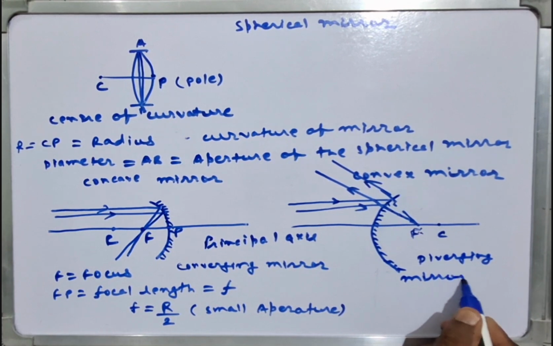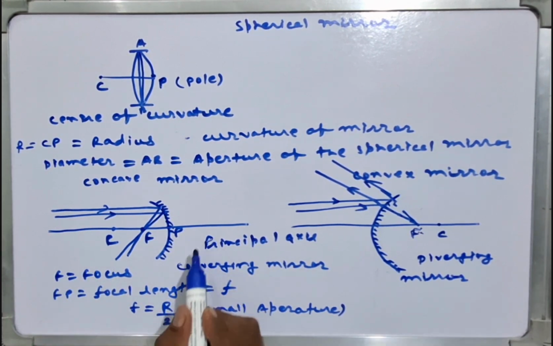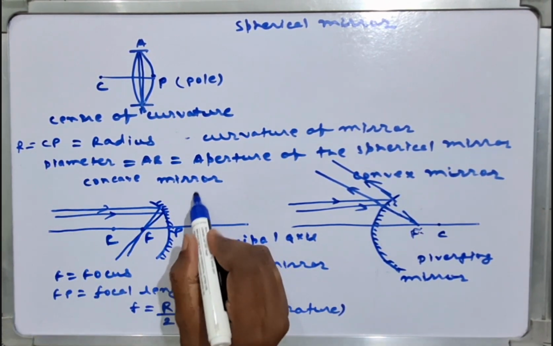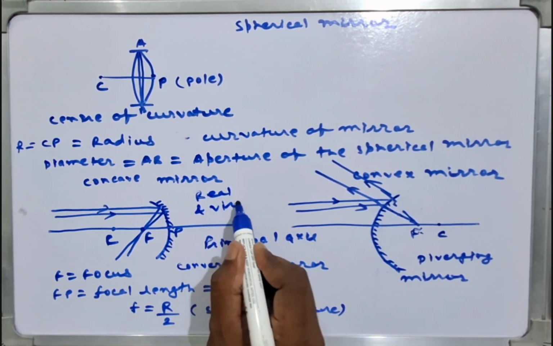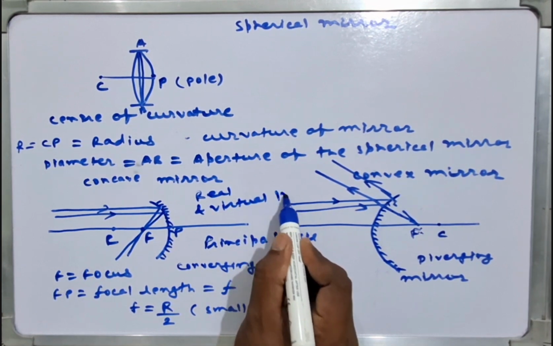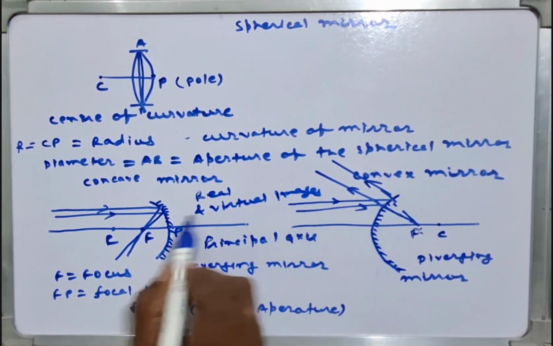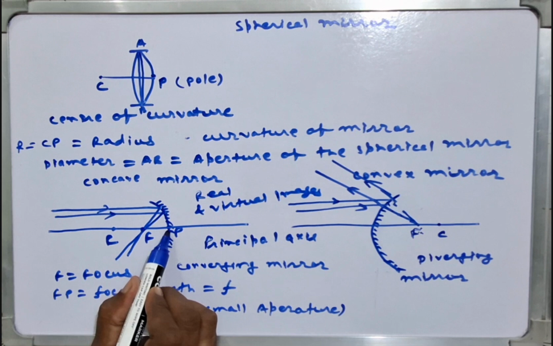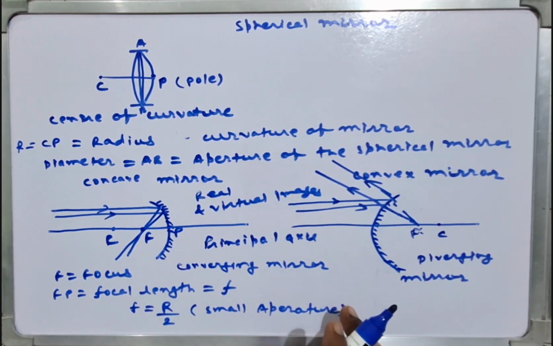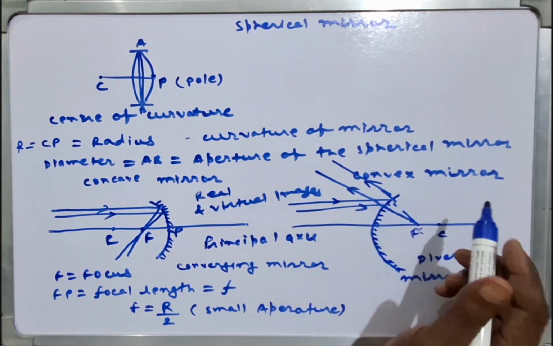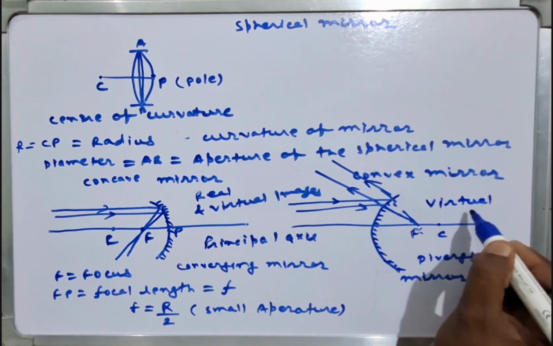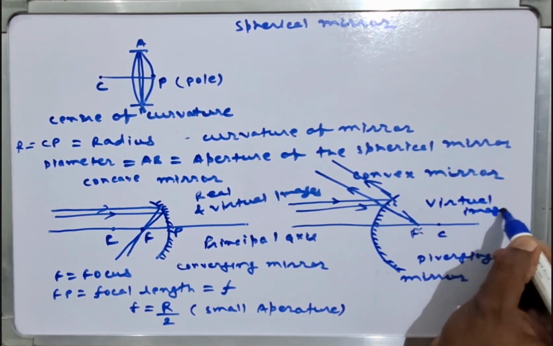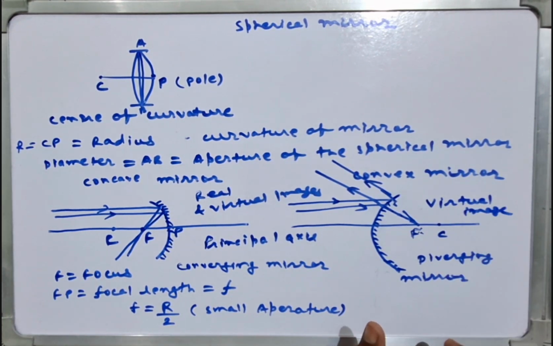Okay guys, the concave mirror makes both real and virtual images depending upon the object distance from the pole. However, the convex mirror always makes a virtual image which is erect.